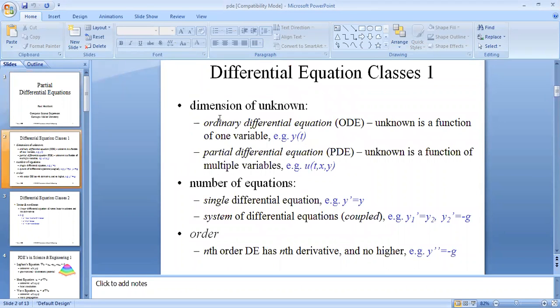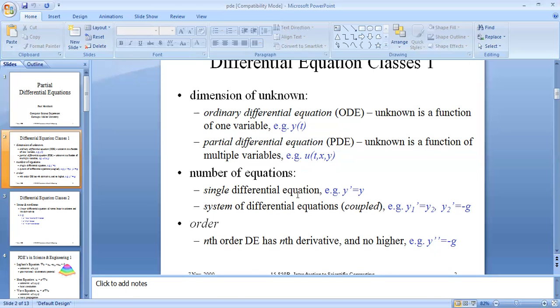The dimension of the unknown in ordinary and partial differential equations: in ordinary differential equations the unknown is a function of one variable. You have to remember it. And in partial differential equations, the unknown function is a function of multiple independent variables. You must remember this. So ordinary differential equations consist of a single independent variable, and partial differential equations consist of multiple independent variables.